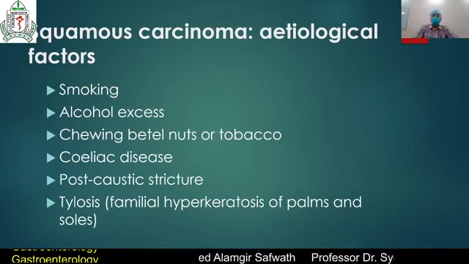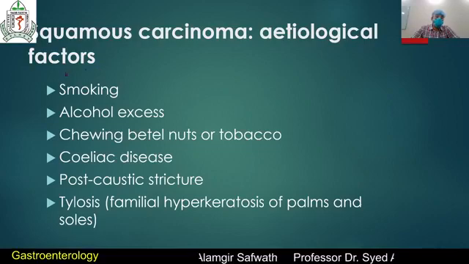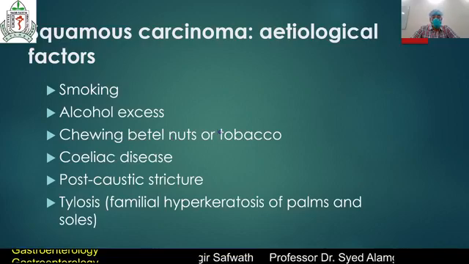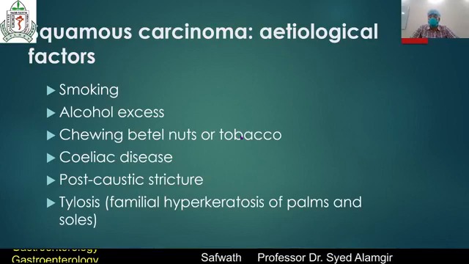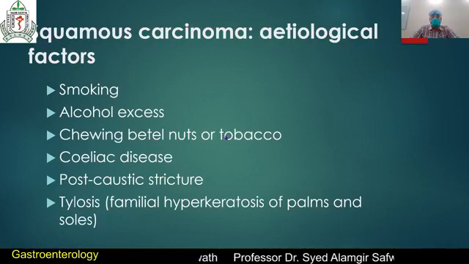There are some etiological factors for why squamous cell carcinoma of the esophagus develops. The commonest factor is smoking, which is strongly associated. Smoking, alcohol excess, if the patient is taking too much alcohol, and chewing betel nuts and tobacco. It is very common in our area in Sylhet. Chewing betel nuts and tobacco is so common, and that is why carcinoma esophagus is also very common in our area in Sylhet. Smoking, alcohol, and chewing betel nuts and tobacco are very strong associative factors with squamous carcinoma.